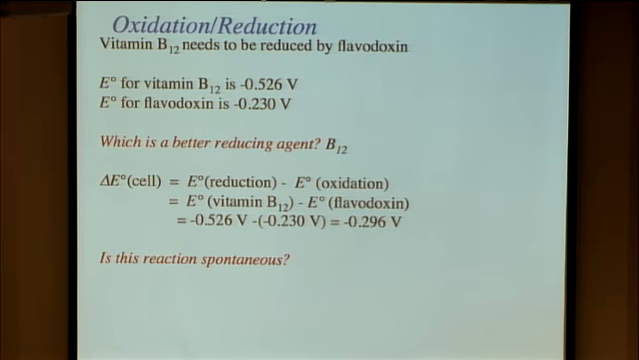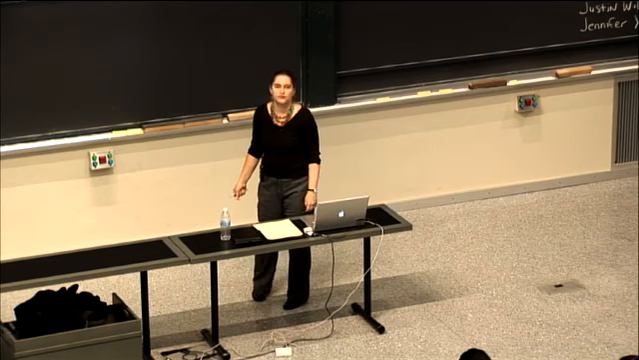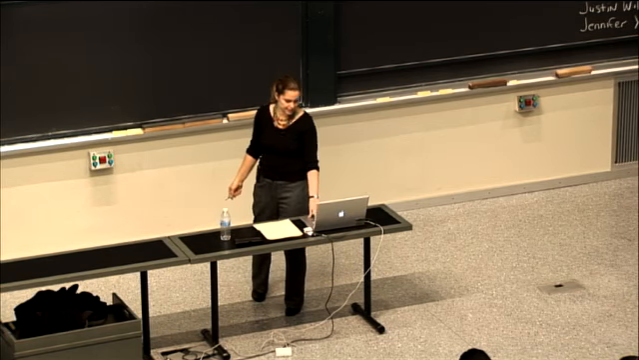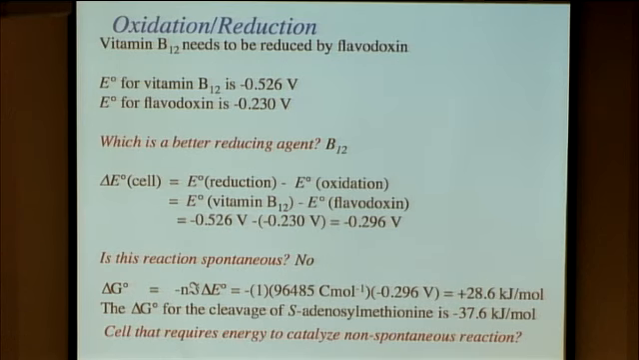value for delta E. So is this reaction spontaneous? No. And that's because if you have a negative standard reduction potential, then you're going to have a positive value for delta G, so it will not be spontaneous. And again, you can calculate the value for delta G. So we have minus n, the number of moles of electrons, times Faraday's constant, times the difference in potential. And it's a 1 electron process. We put in Faraday's constant and the calculated value for delta E, and we get a positive 28.6.